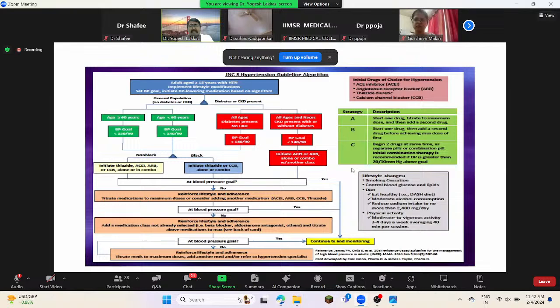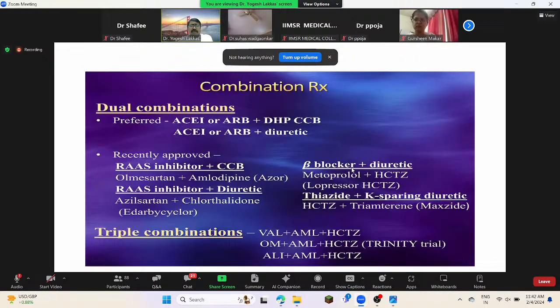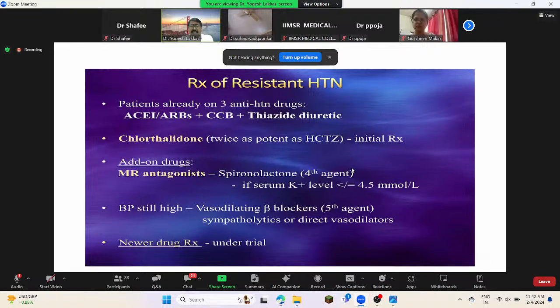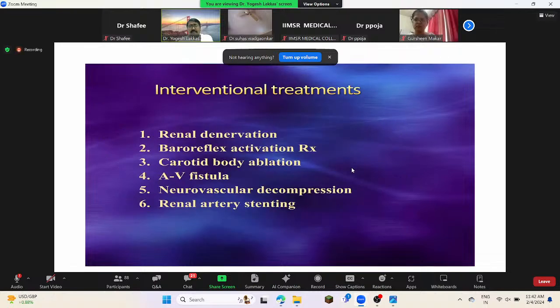The JNC 8 criteria is there for the stage-wise treatment of hypertension, which everyone knows. Combination therapies we have been using for a long time, various molecules in a combined way. And resistant hypertension, we have discussed this part also. A very important fourth, fifth drug like aldosterone inhibitors we already use, and newer methods are coming into the picture.